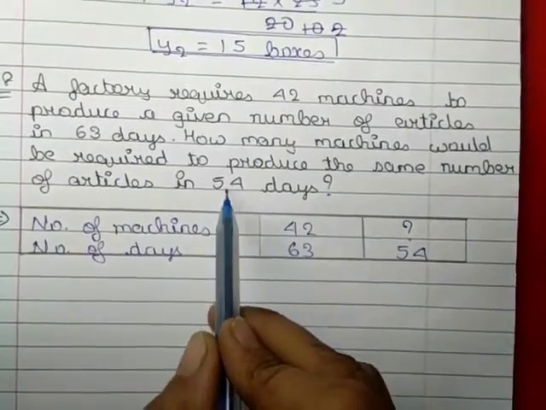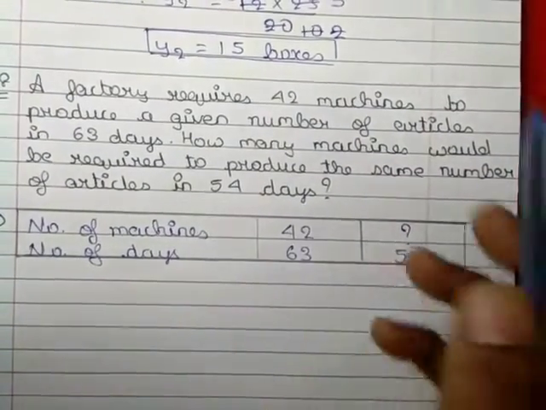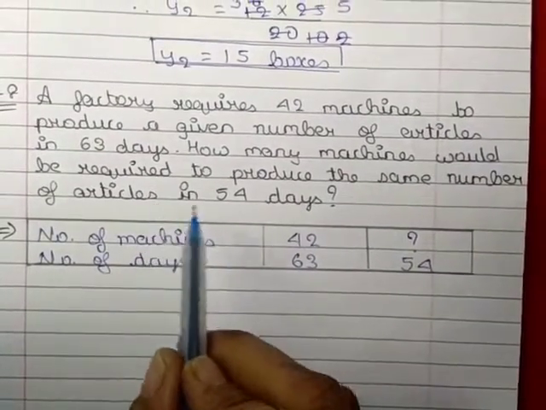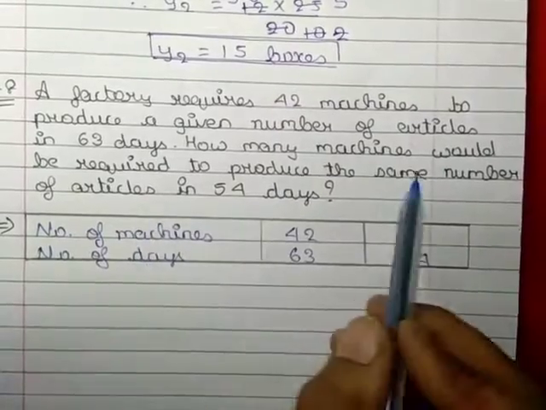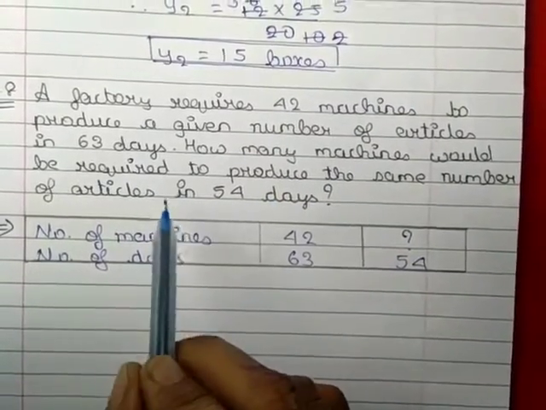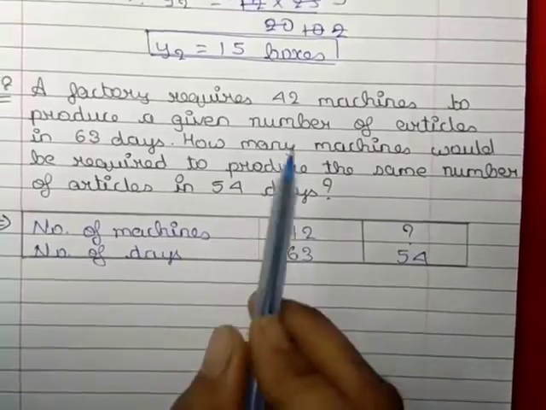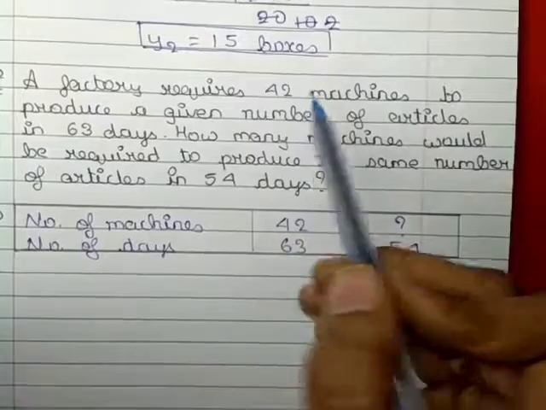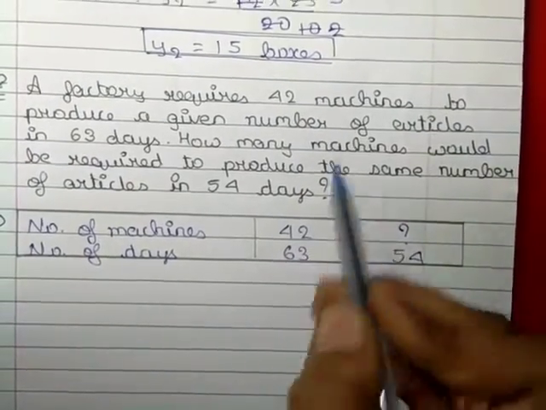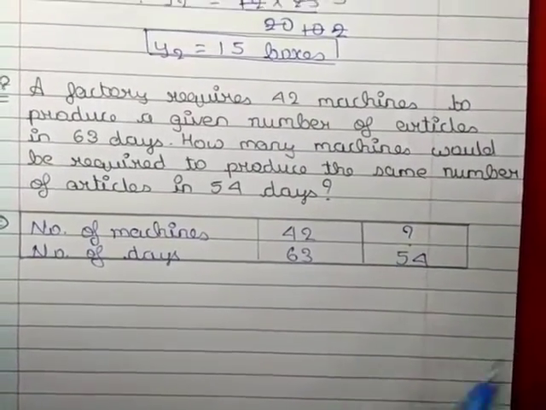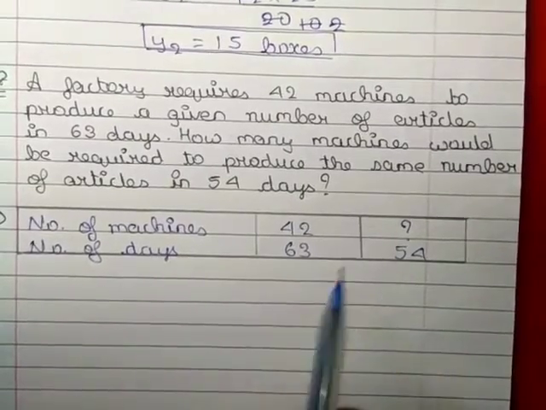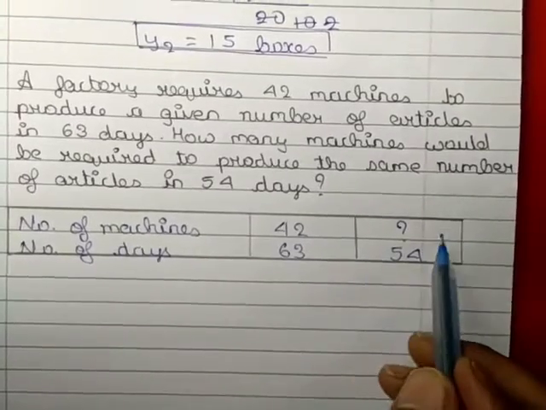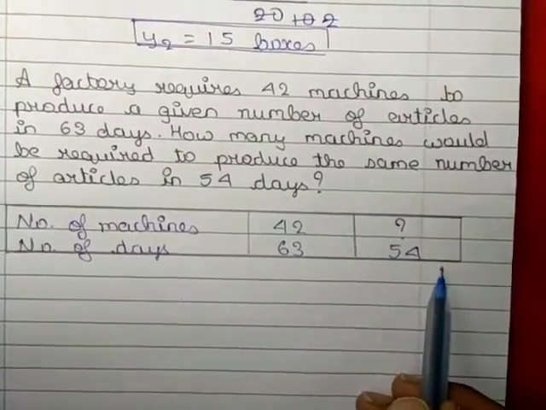Here the number of days has been decreased, 54 days. So how many machines will it require? Here we have to find out how many machines will be required if the number of days has been decreased. As the number of days is decreased, the factory will require more machines to complete that particular amount of articles. So here one quantity is increasing, the other will decrease, that is the number of machines will increase when the number of days is decreasing.